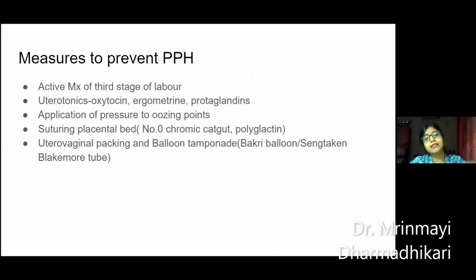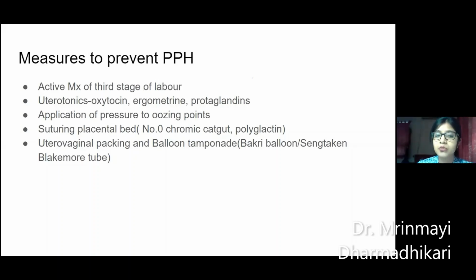Even during cesarean section, uterotonics should be given after delivery: oxytocin, ergometrine, prostaglandins. Once the placenta is delivered, sometimes you can see in a cesarean section that the placental bed still has a number of oozing points. Most often, application of pressure to these oozing points generally controls the hemorrhage. But sometimes when that does not happen, you can take sutures on the placental bed. Interrupted sutures using number 0 chromic catgut or polyglactin can be done.